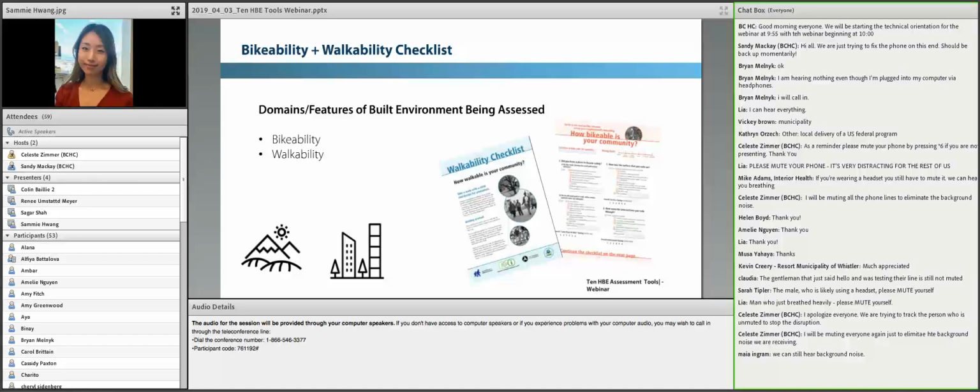Individuals can go on their route to work, school, running errands, or wherever else they enjoy biking or walking to, and use the checklist to measure bikeability or walkability and then advocate for change based on the score.